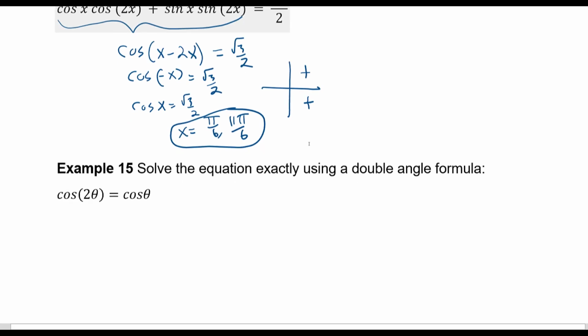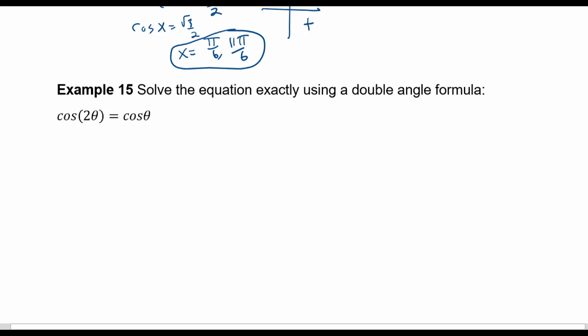Okay, let's go on to another one. Solve the equation exactly using a double angle formula. So we have cosine 2 theta equals cosine theta. I notice this one didn't give us the restriction, so we'll have to do the plus 2 pi k in the end. Okay, so cosine 2 theta could be written, and because this is cosine, let's keep it in terms of one of the trig functions. So we'll go with cosine: 2 times cosine squared theta minus 1 equals cosine theta.